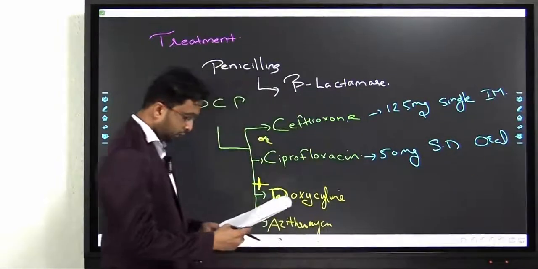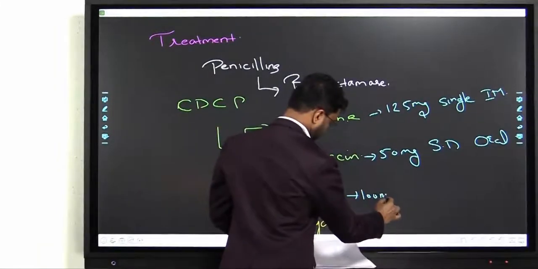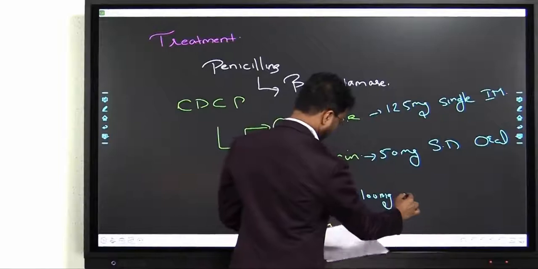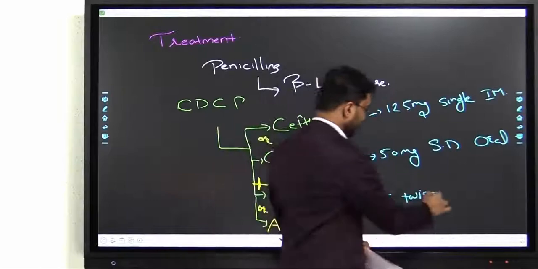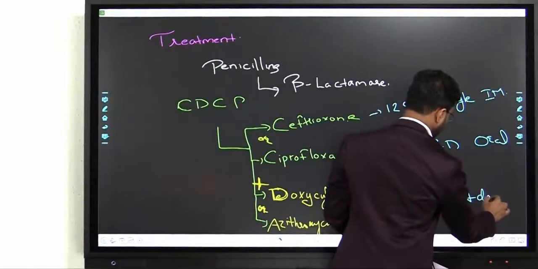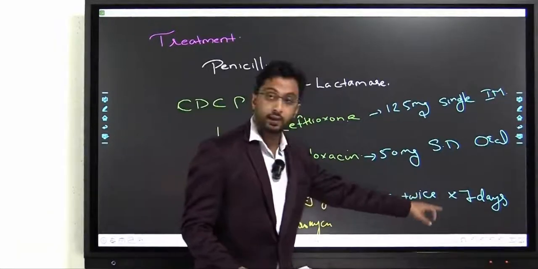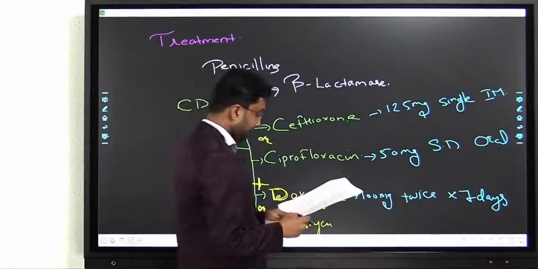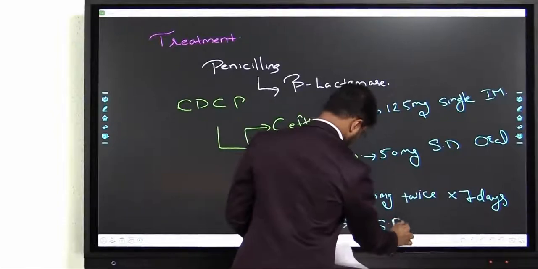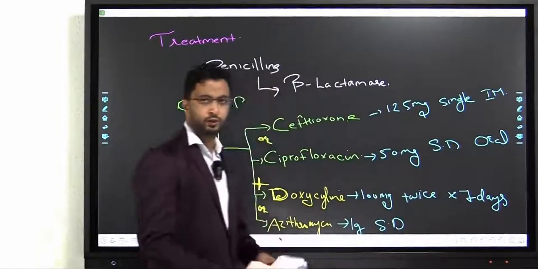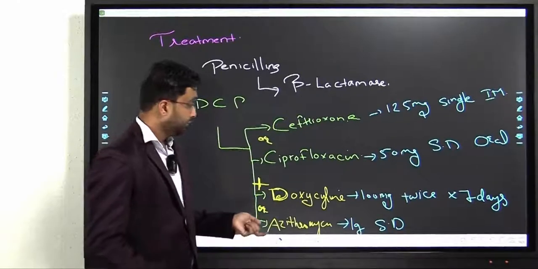Okay. Then doxycycline, if you're using it, 100 milligram twice a day, not single, twice a day for 7 days. Okay, 100 milligram, again definitely oral. Doxycycline is given oral only. So 100 milligram twice daily for 7 days. And if you're using azithromycin, it's 1 gram azithromycin, single dose oral. Okay, single dose. Azithromycin is given usually for 3 to 5 days. Okay, you can give it for longer.